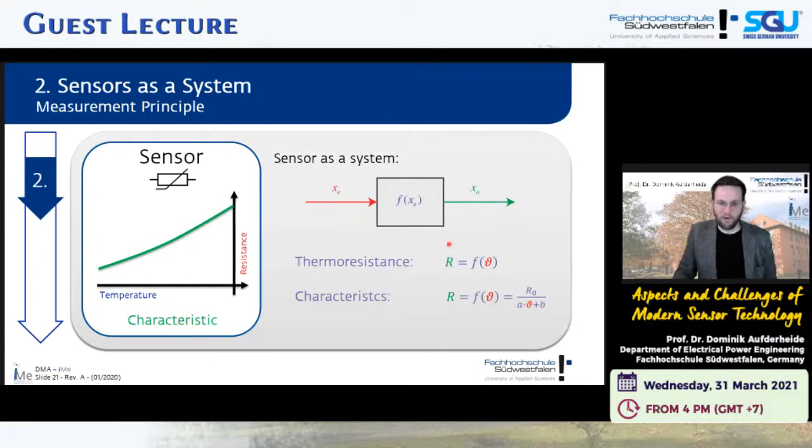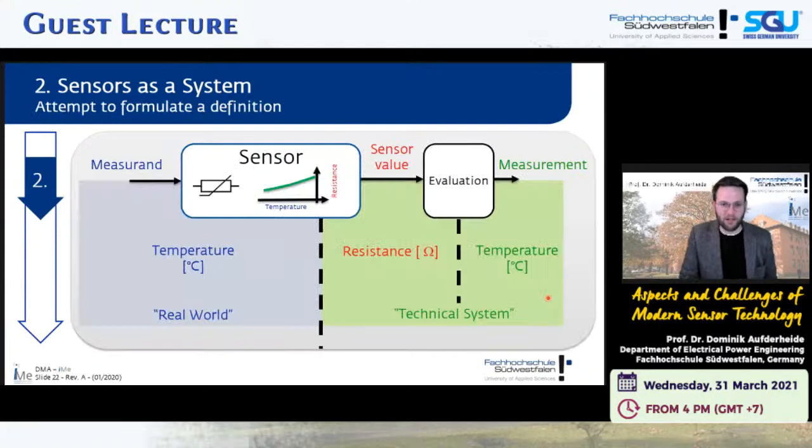For example, in our case, the resistance R shall be a function which just depends on the temperature in a certain way. All the other elements within the relation shall be constants, because otherwise, if we would have another physical unit inside of these equations, it would be very difficult, because then we could not directly relate the sensor reading to the temperature which we are interested in. So this is the measurement principle we're talking about.